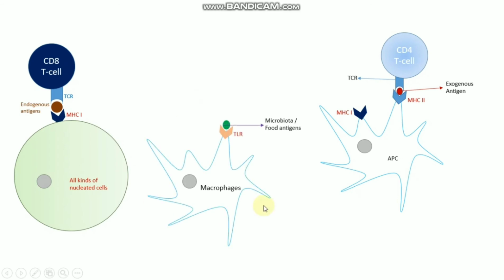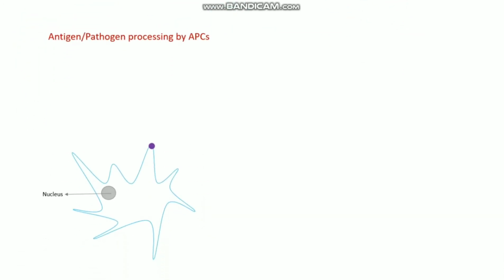I'd like to mention that the macrophage, one kind of antigen presenting cell, when it recognizes the microbiota or food antigens, maintains tolerance. Upon binding the appropriate PAMP or DAMP, antigen presenting cells internalize their target by initiating phagocytosis, pinocytosis, or clathrin mediated endocytosis.